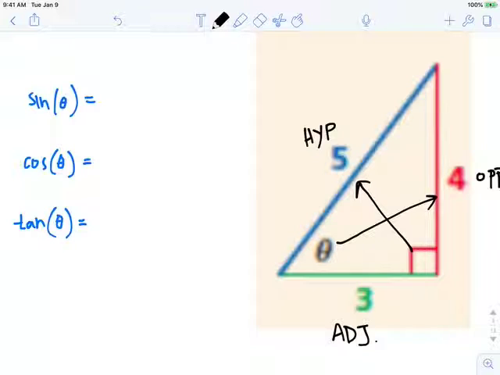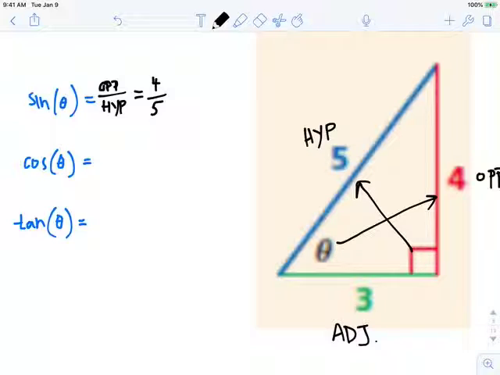So sine of theta, do you remember? How is it defined? Opposite over hypotenuse. Does that ring a bell? Yeah. Sine is opposite over hypotenuse. So we labeled our triangle. So for this triangle, sine of theta is 4/5.